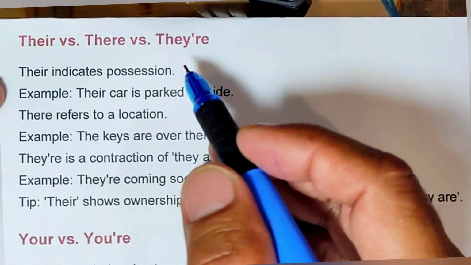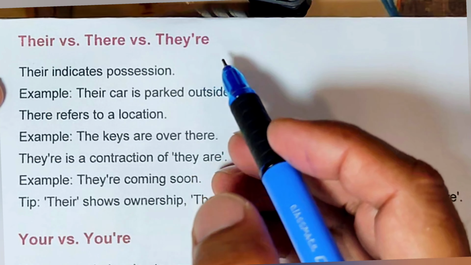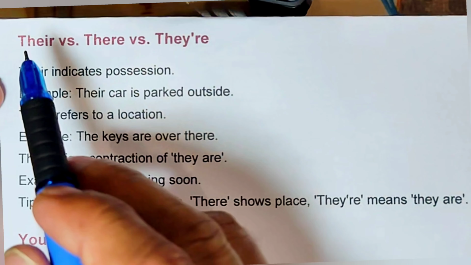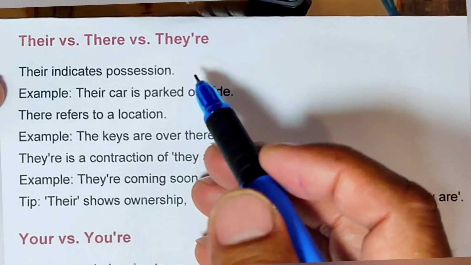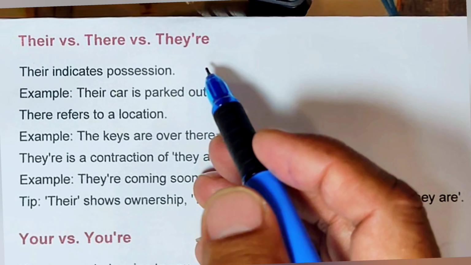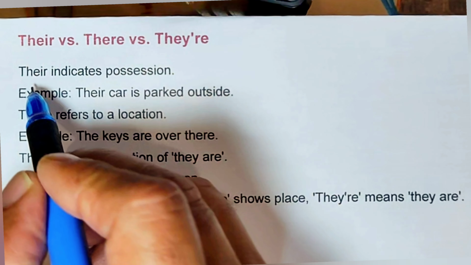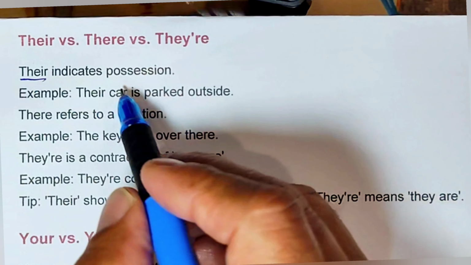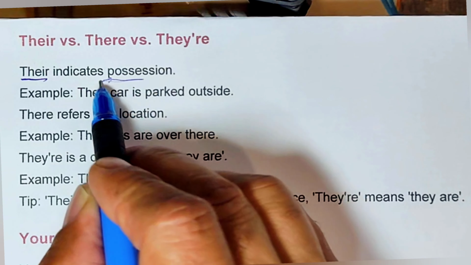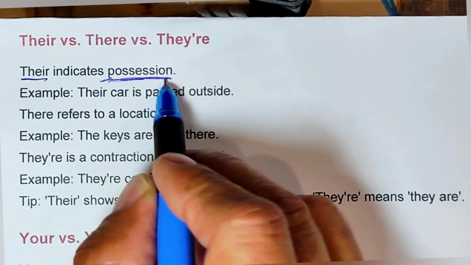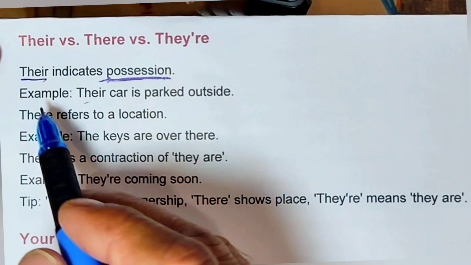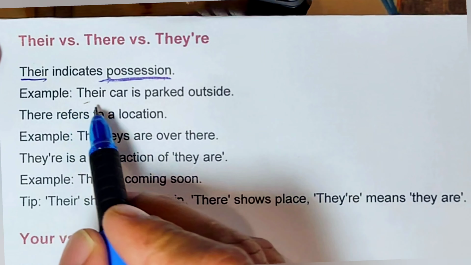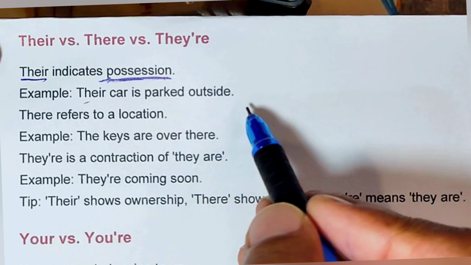Next one is a confusing trio. There are three: their versus there versus they're. The first one, their, here, indicates possession. It belongs to someone. It indicates the possession. An example here: their car is parked outside.